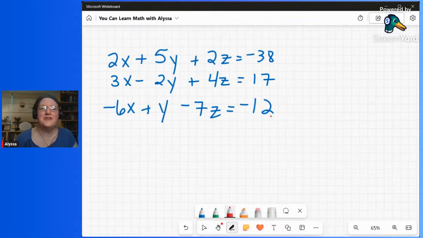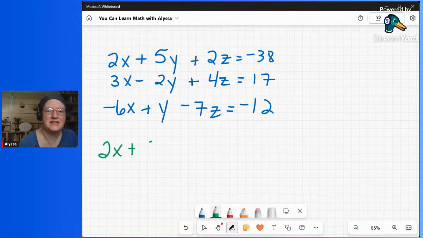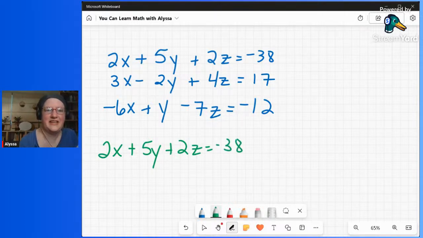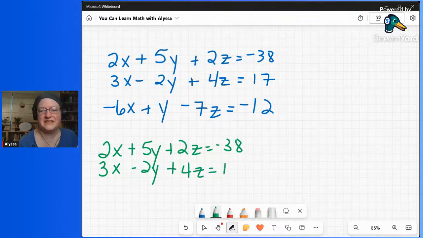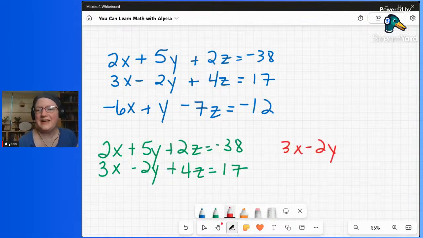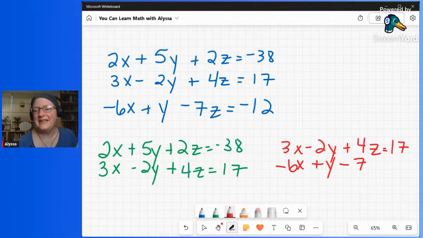So our first pair, I'm going to write it down here in green: 2x plus 5y plus 2z equals negative 38. Then 3x minus 2y plus 4z equals 17. And this other one I'm going to put in red: 3x minus 2y plus 4z equals 17. Then negative 6x, that third one, plus y minus 7z equals negative 12. And I want the x's to cancel out of both.